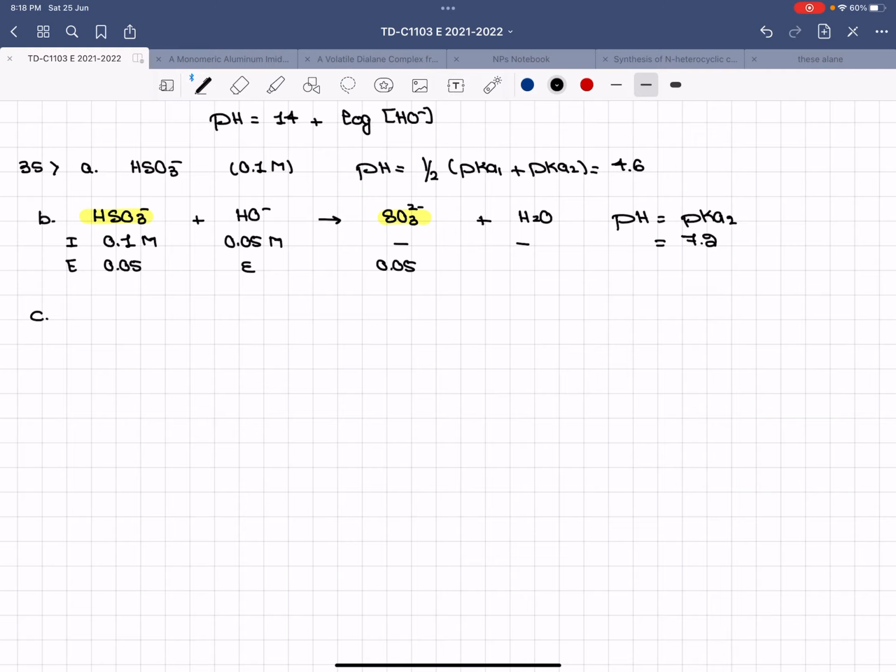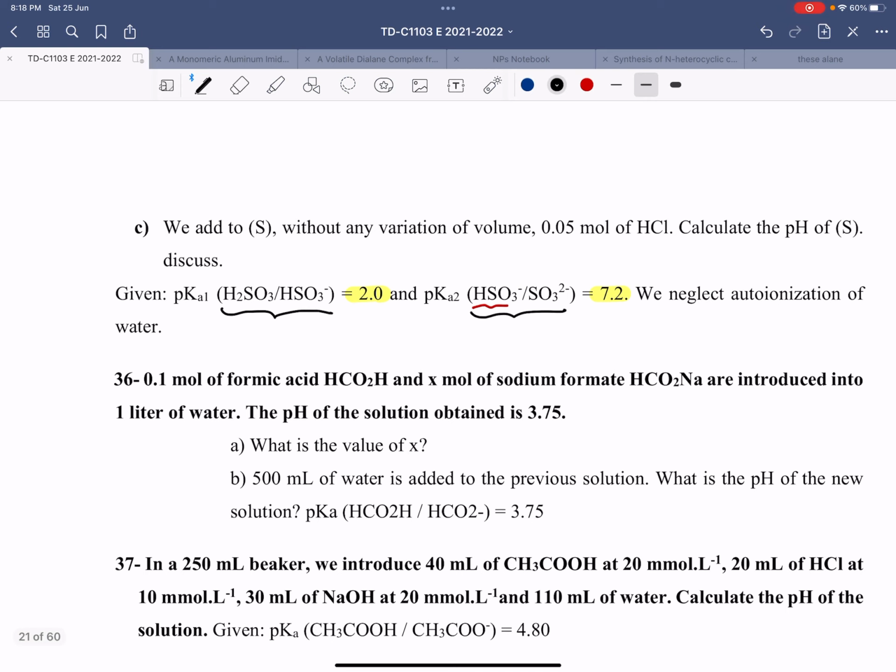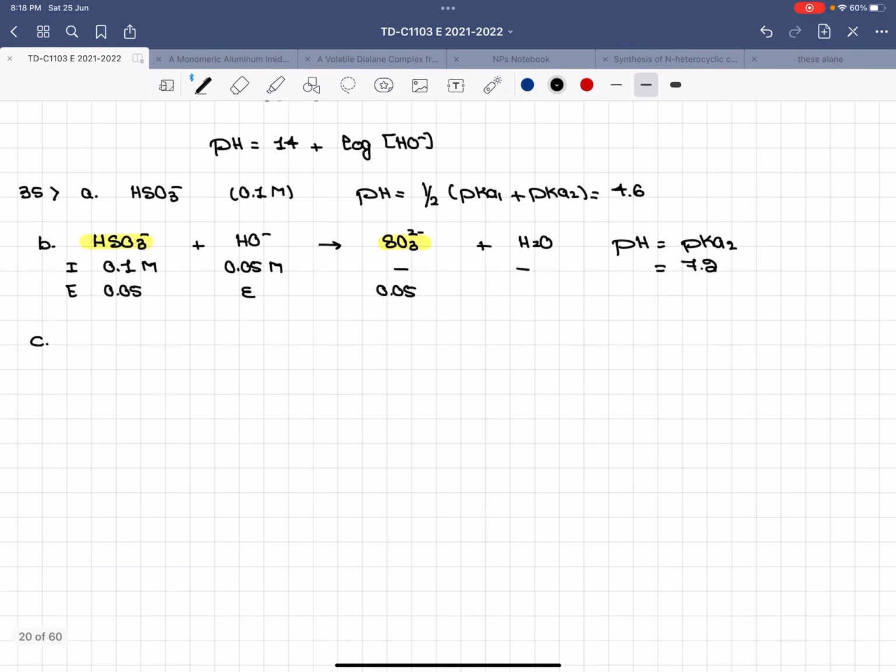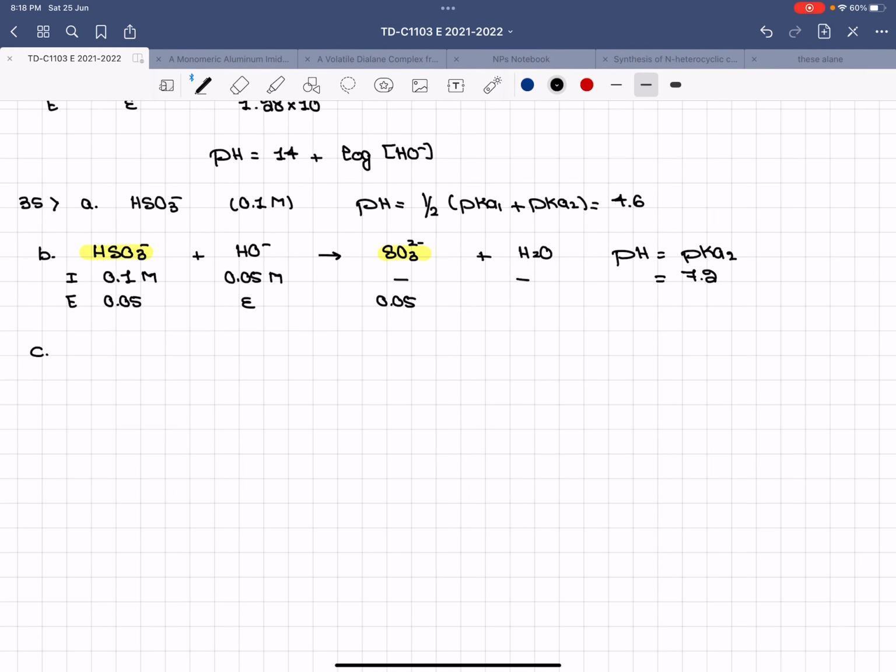Part C. In part C, add to the initial solution S, which is HSO3 minus 0.1 molar, not the solution that you get in B, to the first one in A, without any variation in volume, 0.05 mole per liter of HCl. It's the same as B, but instead of HO minus, they added HCl.